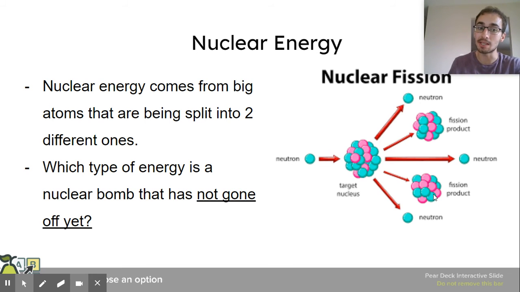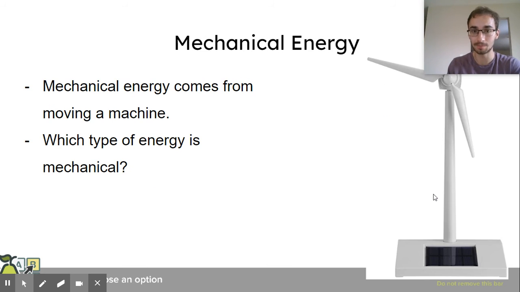What type of energy is a nuclear bomb that has not gone off yet? What kind of energy is that? That would count as nuclear. Or since it's about to go off, but it hasn't yet, that would be potential because it's about to make something move. So nuclear is potential.